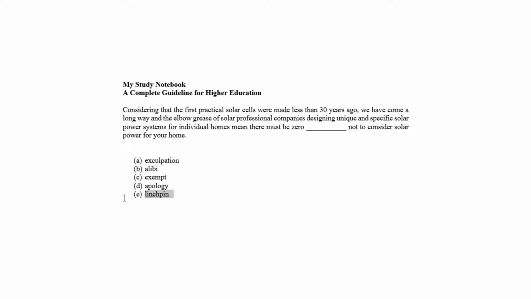Option E, linchpin, means ground, which is the correct answer because there must be zero ground not to consider solar power for home. The rest of the options are just synonyms of the word excuse, which opposes the idea conveyed in the first part of the sentence. So the correct answer is choice E.